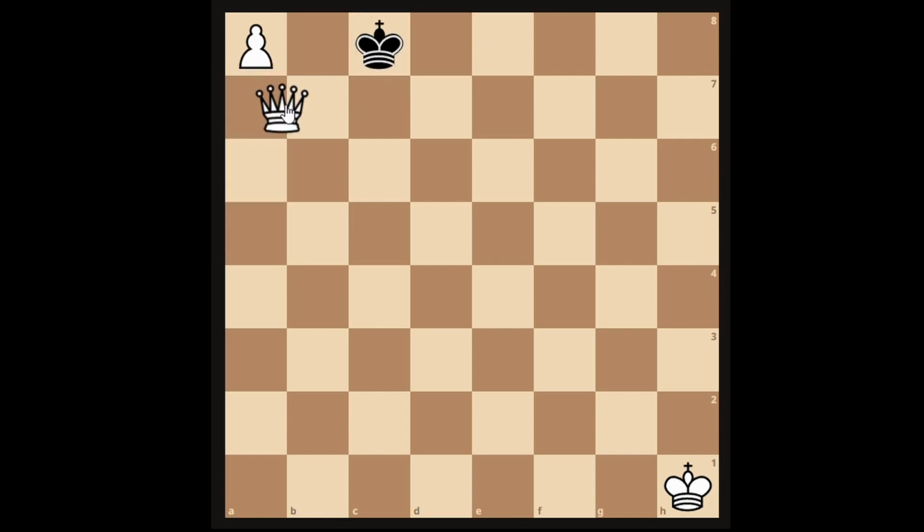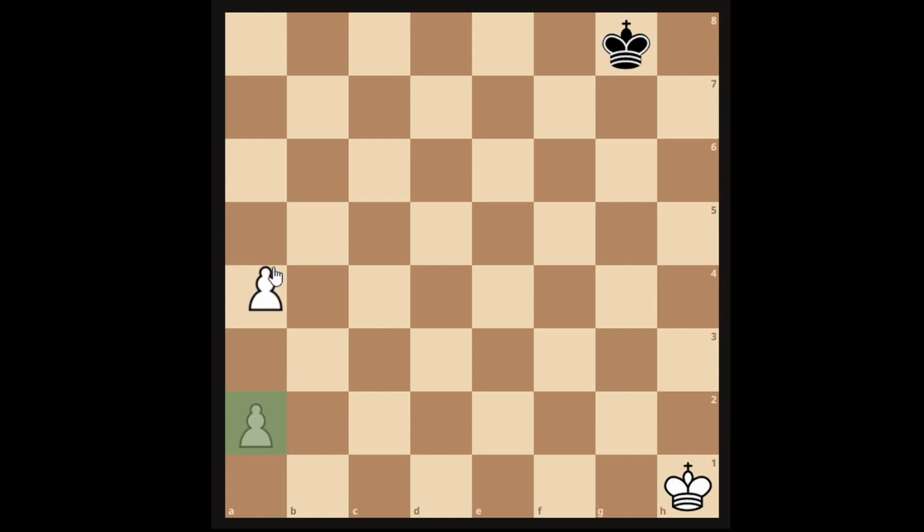White will easily be able to promote and then win the game. And it's the same thing if the pawn's over here, because after this, much of the same thing. And it doesn't matter if black tries to go crisscross to the square or just straight, it will not be able to catch it.